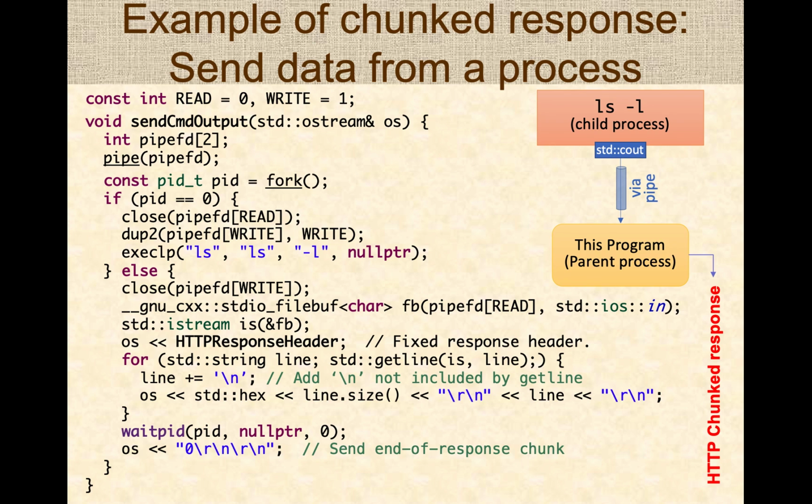And this is how you can take data from a child process and send it chunk by chunk to the server. Notice that here we do not know how much data the child process is going to generate, so we cannot know the content length ahead of time. So since we don't know the content length ahead of time, the chunked response is the best way to send. That means as you get data or output from the child process, you keep sending that to the web browser.